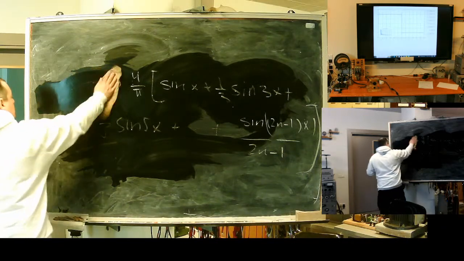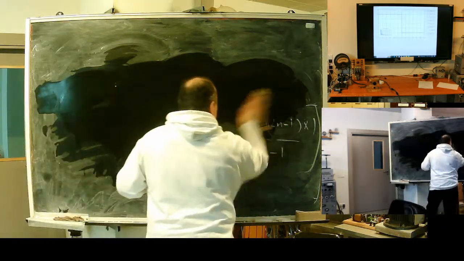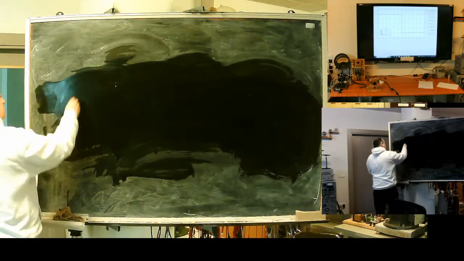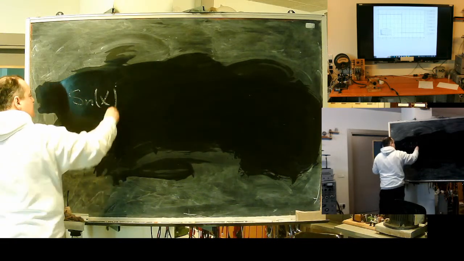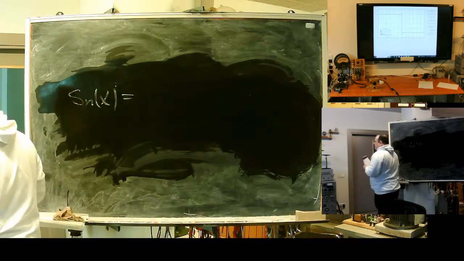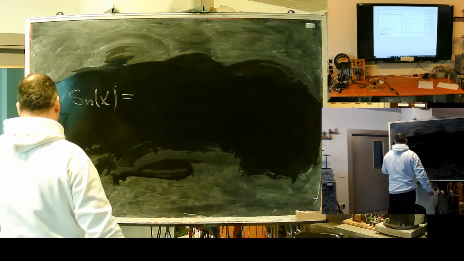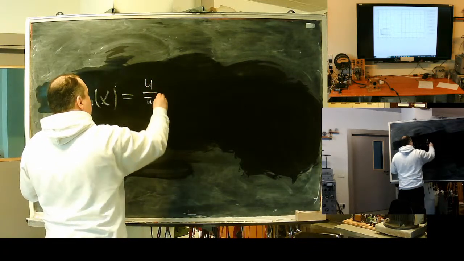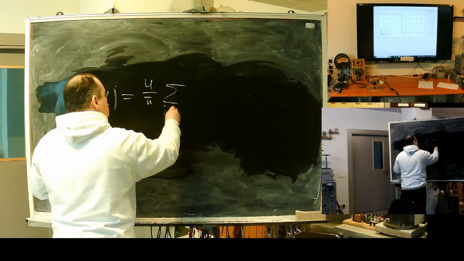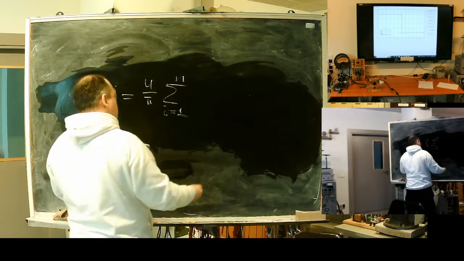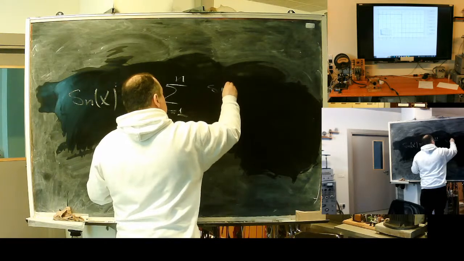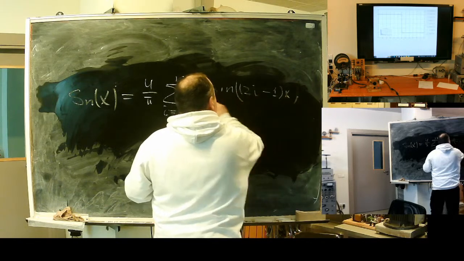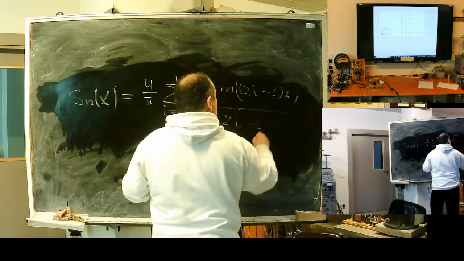How to investigate. We need to analyze something known as S_m of x. It's a sum of the first n elements. It will be 4 divided by pi, sum as i changes from 1 to m, of sine of (2i minus 1)x divided by (2i minus 1).